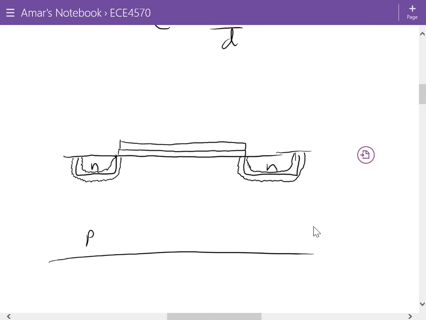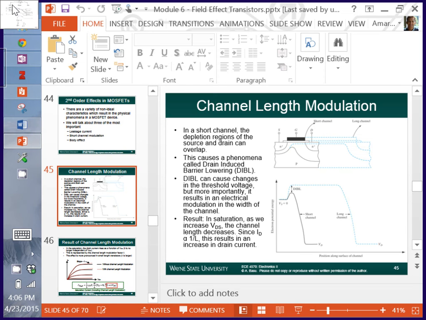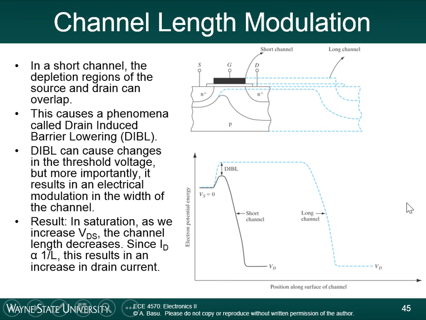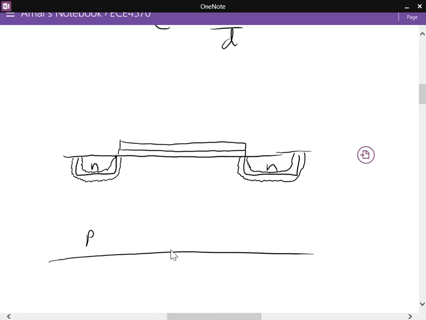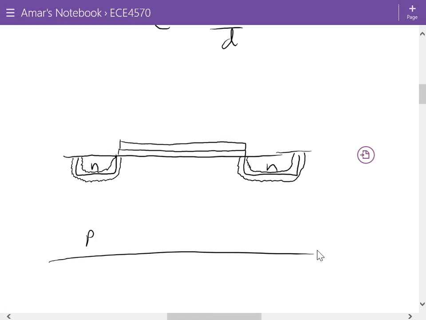So the problem that results in the channel length modulation effect is when you have a short channel. When you have a short channel, these depletion regions can start to overlap. If you were to bring the source and the drain regions closer and closer together, eventually the depletion regions would start to overlap. So we're talking about very small dimensions. This would start to overlap with this as you reduce L, the length between these two.